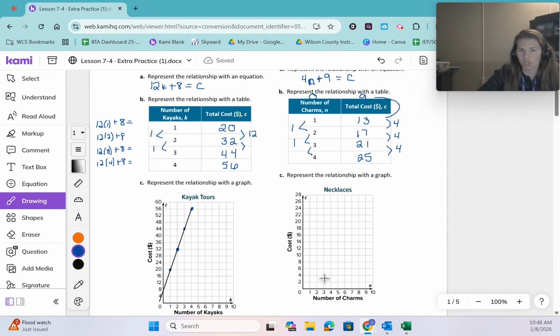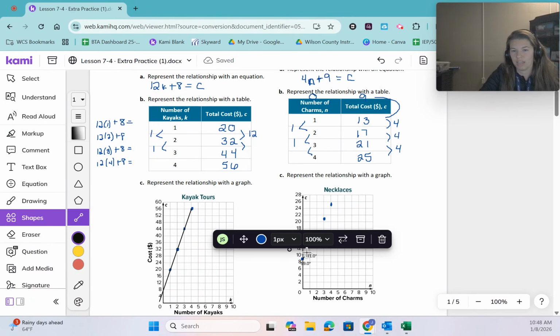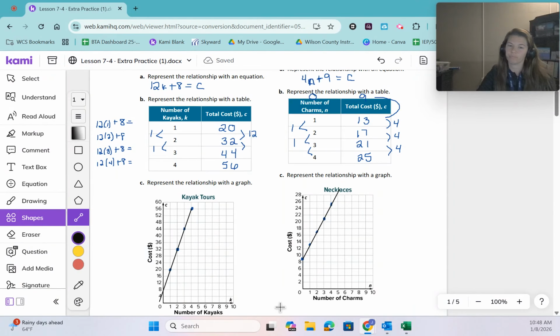Then again, we can just plot those numbers right on that graph. Zero, we included that in ours, so we can plot that there if we want. You don't have to, but I always like to know where that line's going to cross the y-axis, or in this case, the c-axis. So (0, 9), (1, 13), (2, 17), (3, 21), and (4, 25). Then we can plot our line so you can see that it is in fact linear. The more charms you buy, the more your cost is.